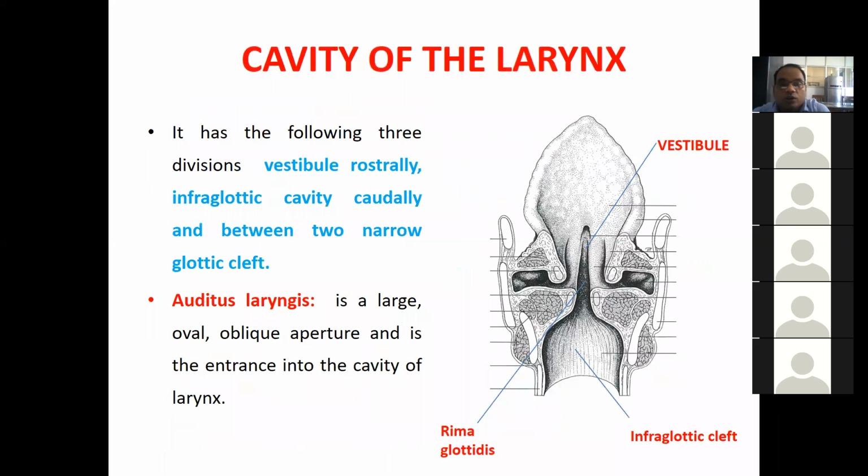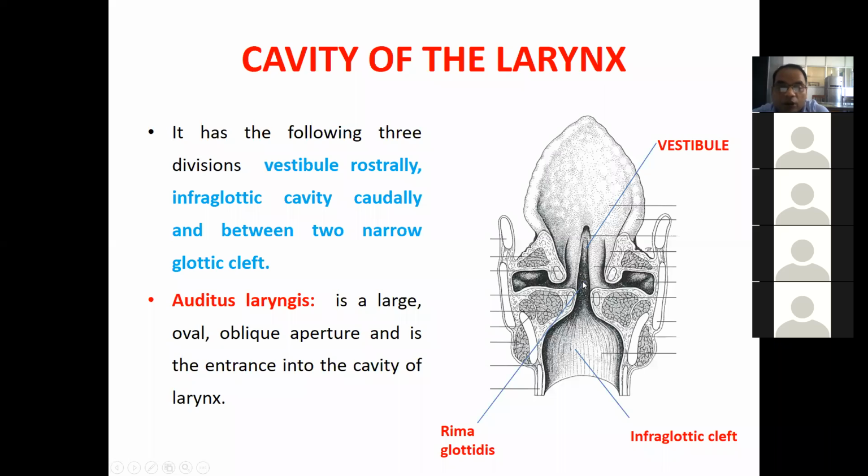Now, if you talk about the cavity of the larynx, if you open the cavity, there are three parts of the cavity of the larynx. The anterior-most part is called the vestibule, and the middle one is the rima glottidis.